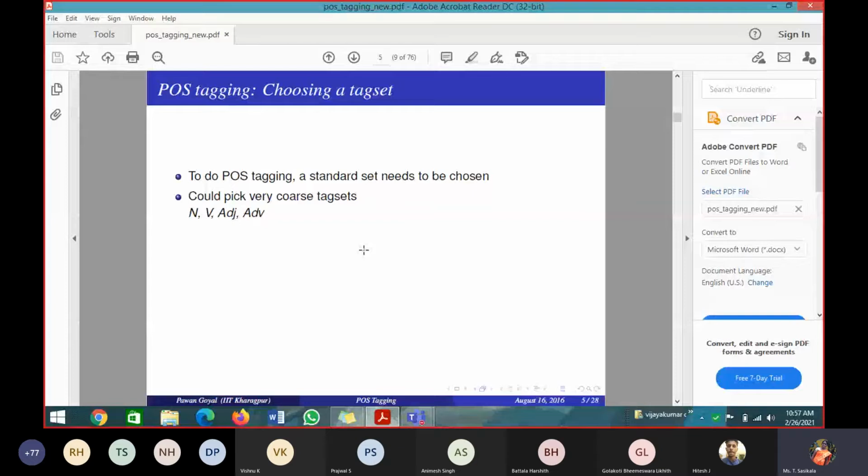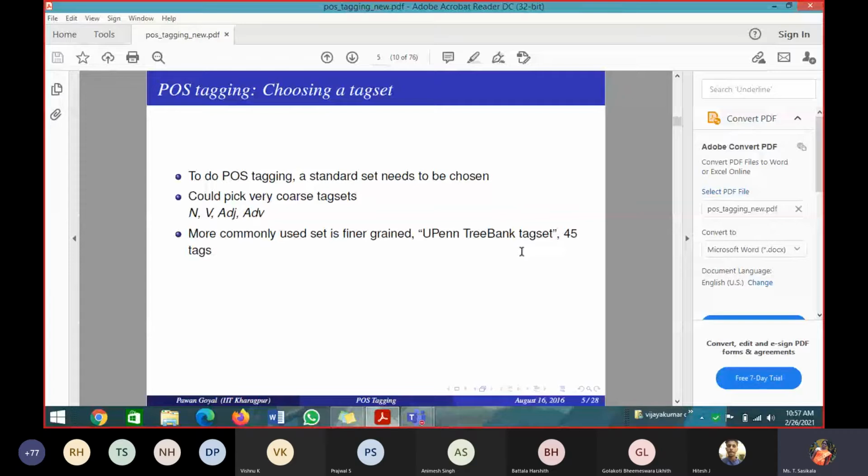So there are various schemes available for POS tagging. Given a sentence, to find the POS tags, first we have to choose a tag set. Already predefined tag sets are available. The coarse tag sets are noun, verb, adjective, adverb. The more commonly used tag set is the UPenn Treebank tag set. This is a tag set which is available for the English language.